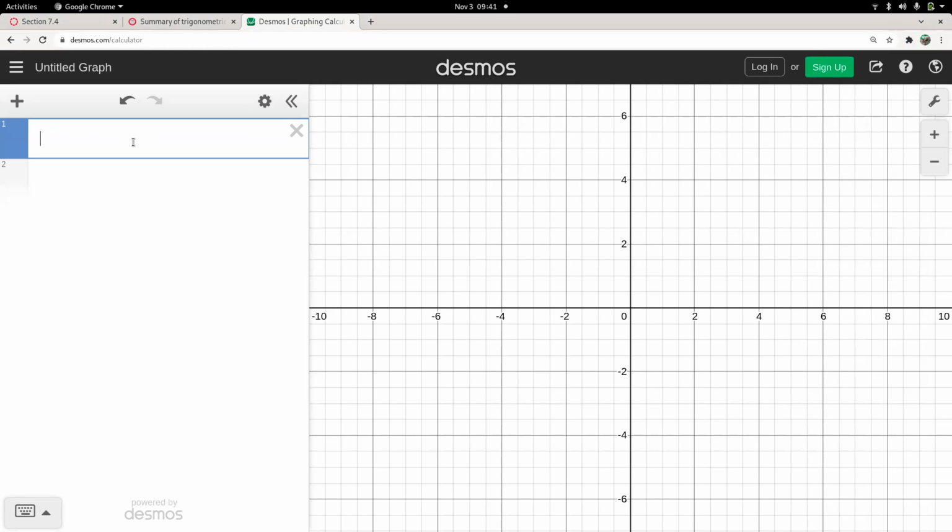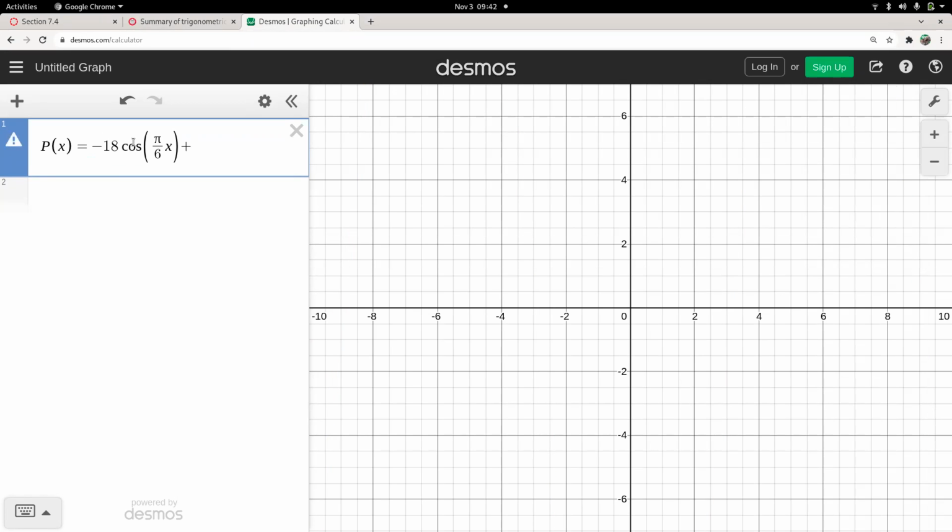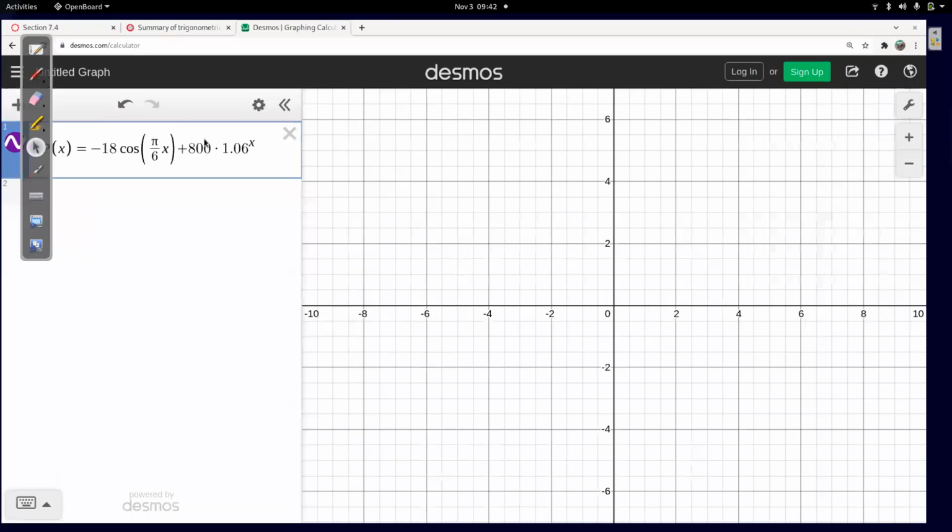All right, so let's see, population of rabbits, we'll call it P, and we got to use X here, equals the oscillating part, negative 18 cosine pi over 6 X. So there's my oscillating part. And then I want to add on the new exponential midline, 800 times 1.06 raised to the power x. All right, so think about that with my graph back here.